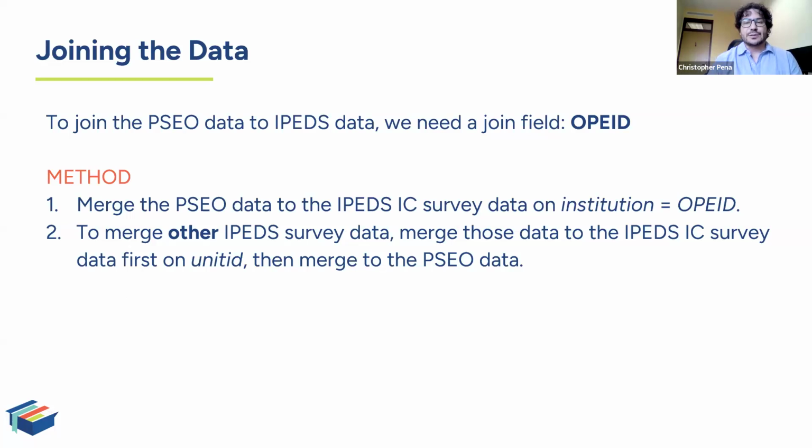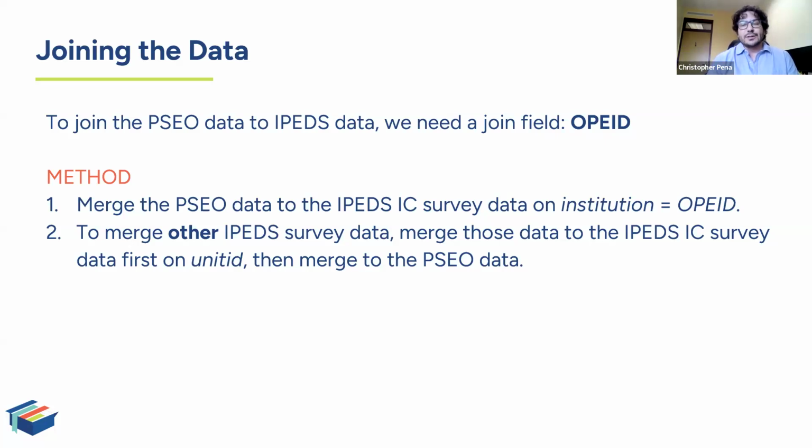And that's because in the PSEO data, the OPEID is the unique identifier for institutions, not the unit ID that you might be familiar with from IPEDS. So to merge the data together, we would download the IPEDS Institutional Characteristics Survey data. We would join the institution column from the PSEO dataset to the OPEID in the IPEDS Institutional Characteristics Survey, and that would allow us to create a match between the two datasets.